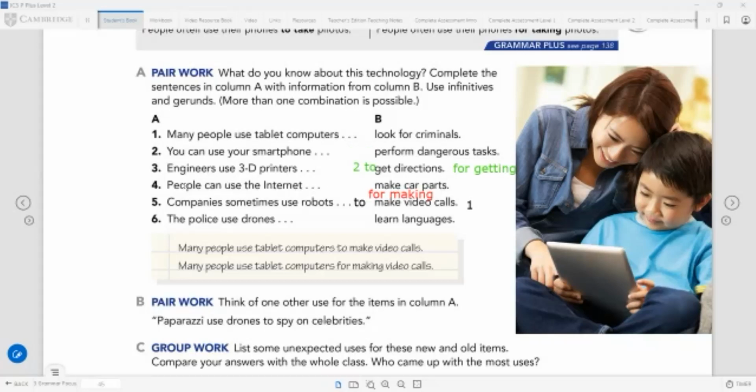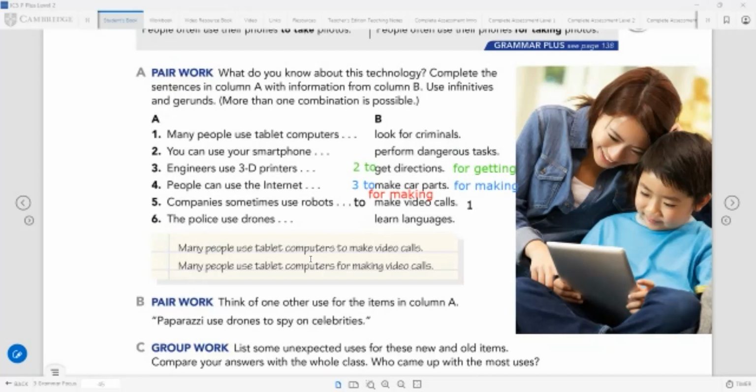And what about number three? We're talking about engineers. Engineers use 3D printers. That would be number three: to make car parts, or for making car parts. We continue with number four.